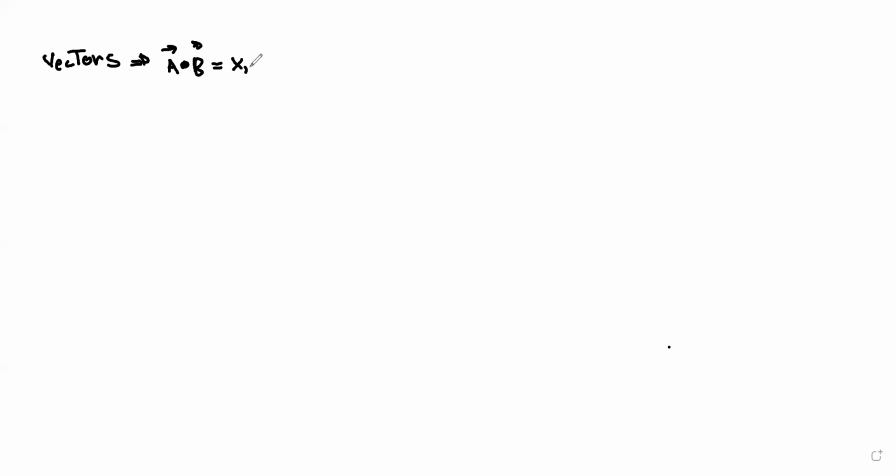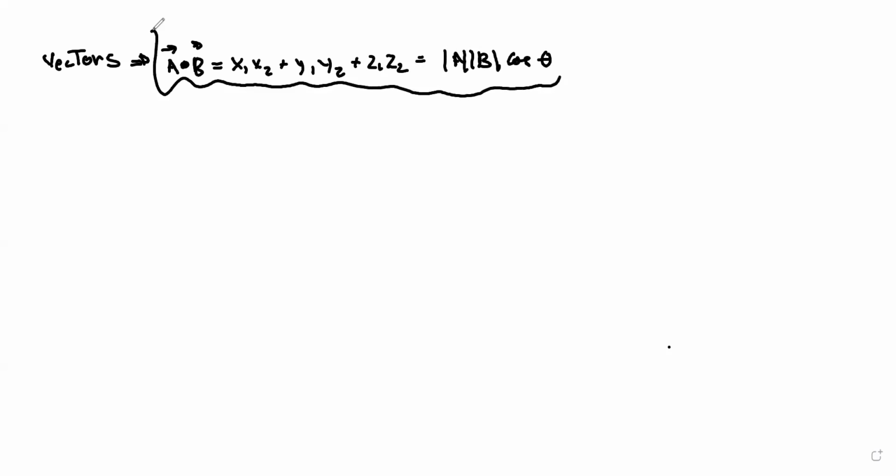It's going to be x1 x2 plus y1 y2 plus z1 z2, and that's equal to the magnitude of A times the magnitude of B times the cosine of the angle between these guys. So this would be the formula if you want to do the dot product, and what you get here is a scalar, no more a vector.